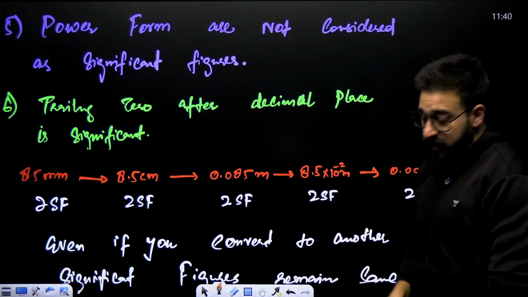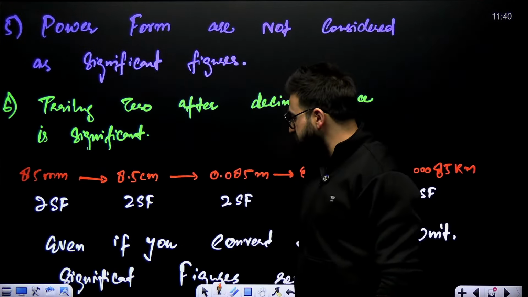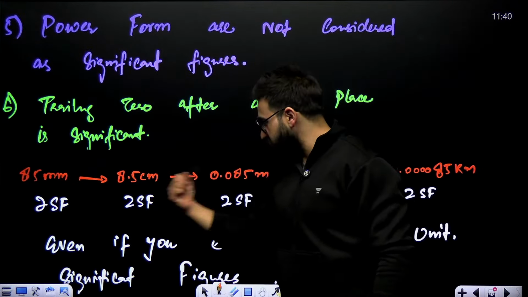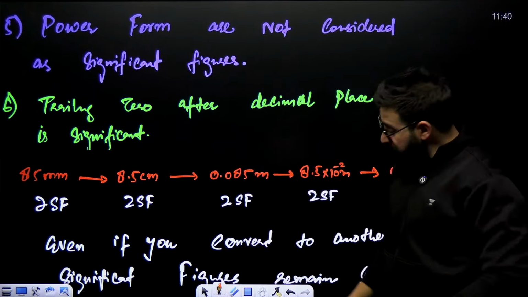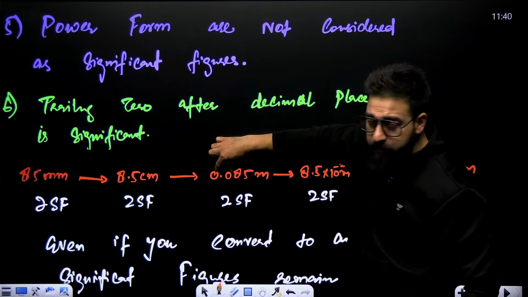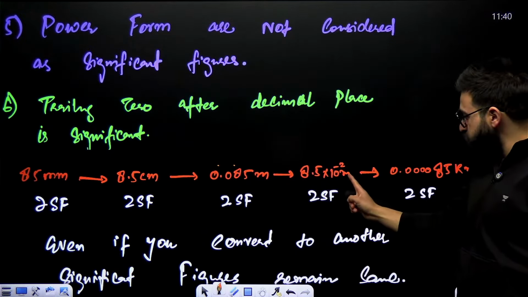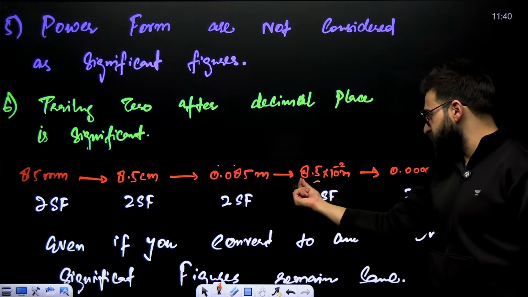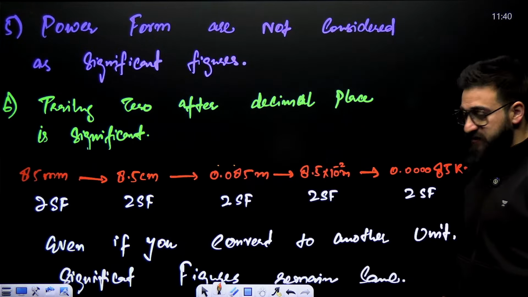If you do the conversion, 85 mm is 8.5 centimeter. How many significant digits? 2. And 0.085, how many significant digits? 2, because the zeros on the left side we do not consider significant. 8.5 into 10 raised to power minus 2 meters, you can write it like this. Here also 2 significant digits, because the power form we do not consider as significant.